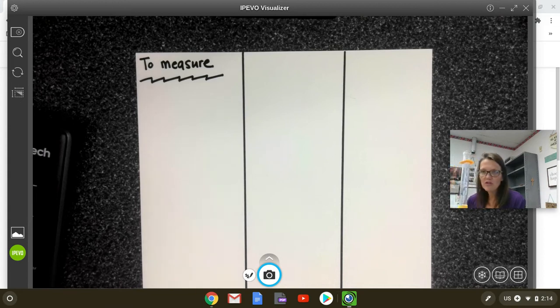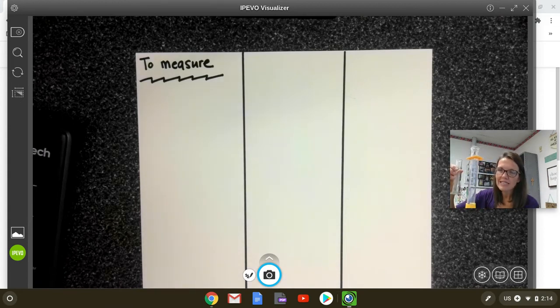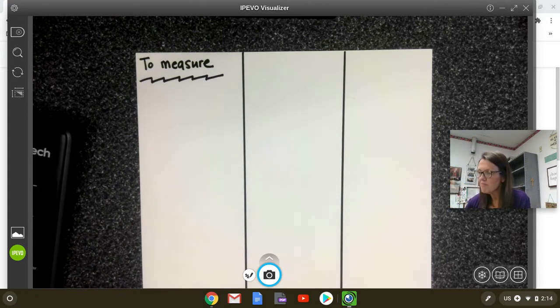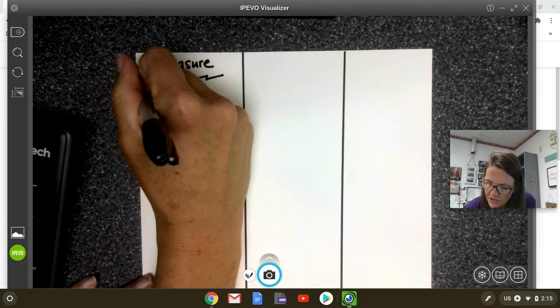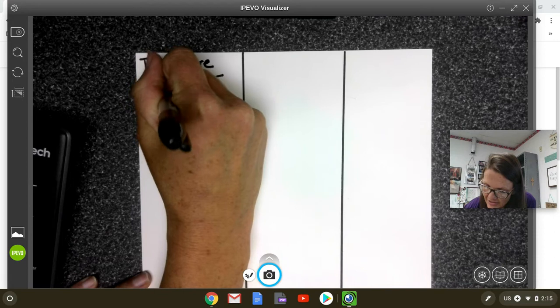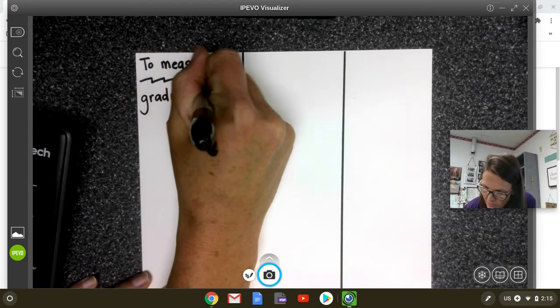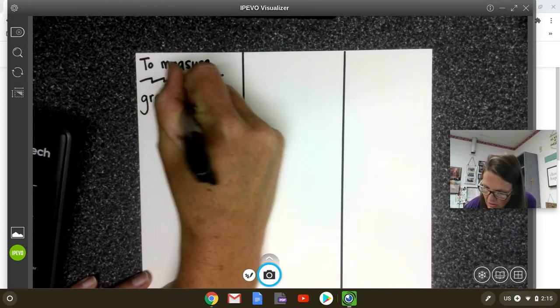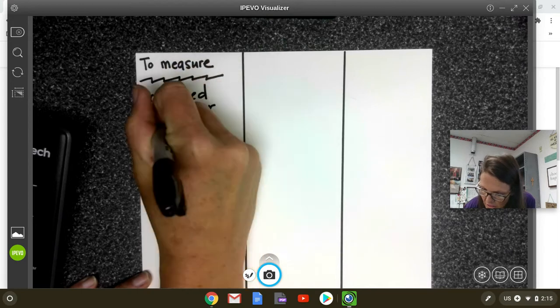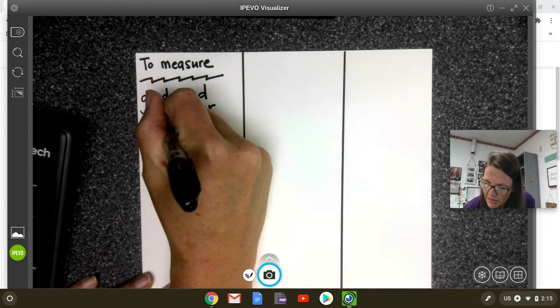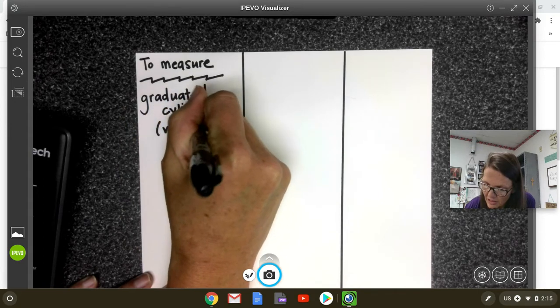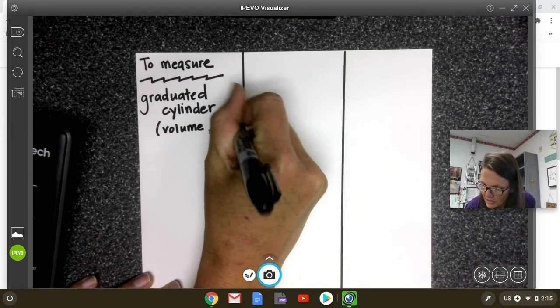Here's a little bit of a smaller version. Okay. A graduated cylinder is used to measure volume. Okay, so volume is measured in milliliters. So that is an extremely important piece of equipment that we will use all the time. If I ask you to find 50 milliliters of something, you would need a graduated cylinder. So I'm going to write down graduated cylinder. And I'm also going to just include that it measures volume in milliliters.